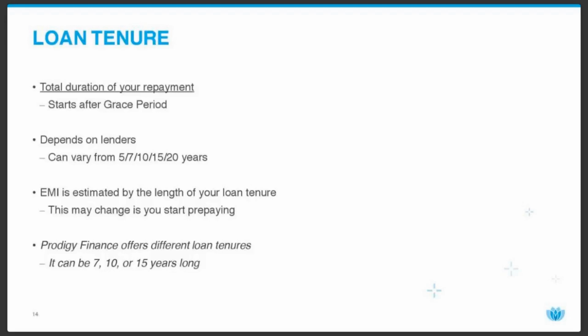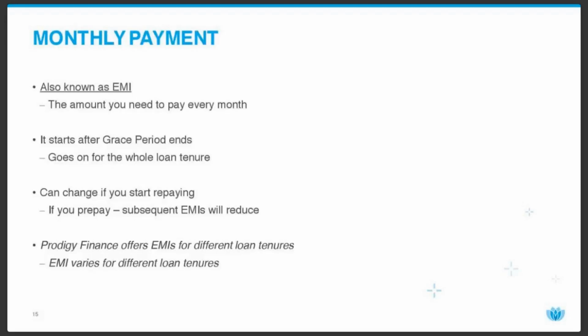And your EMI is estimated by the length of your loan tenure. It may change as you start prepaying. So we briefly touched on monthly payments, that is EMI. That is the amount you need to pay every month. This is during your whole loan tenure. And if you start repaying early, your subsequent EMI will reduce. So your EMIs are a function of your different loan tenures. So please keep in mind.